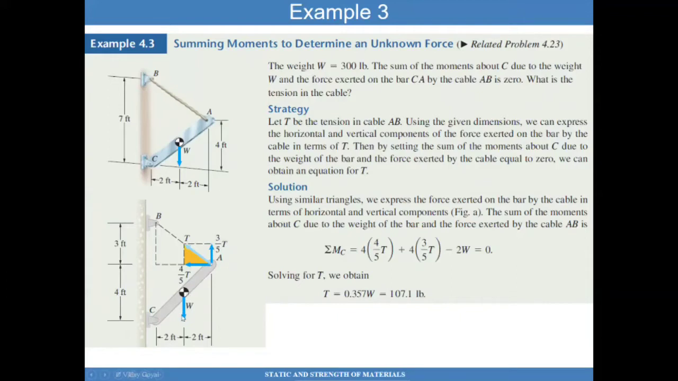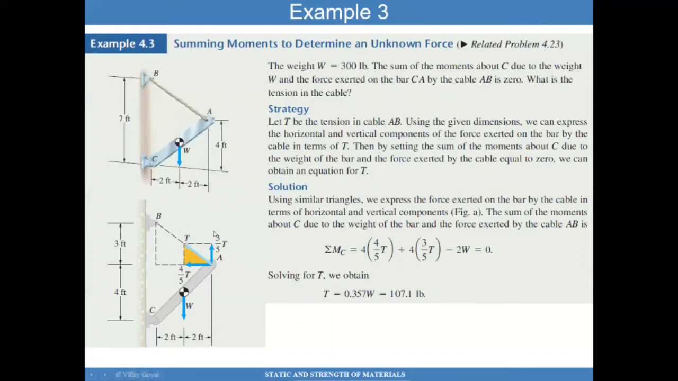And I also have this weight right here. The question is the sum of the moments about C due to the weight and the force exerted on the bar CA by the cable AB is 0. So that moment has to be 0 according to the problem statement. Then I can take the 4/5 tension force in the x direction and multiply by this distance to point C, and that will give me the first component of the moment that we want to calculate.